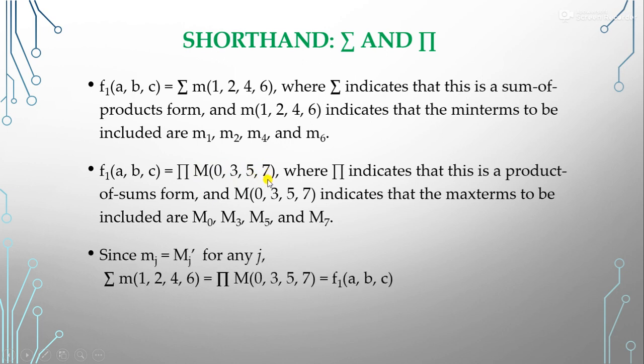Now let's take some examples. Suppose we know that small mj is the complement of capital Mj. So summation of small m 1, 2, 4, 6 is equivalent to product of capital M 0, 3, 5, 7. This is our F1 of A, B, C. If the min terms include 1, 2, 4, 6, the remaining terms 0, 3, 5, 7 will be in the max terms.